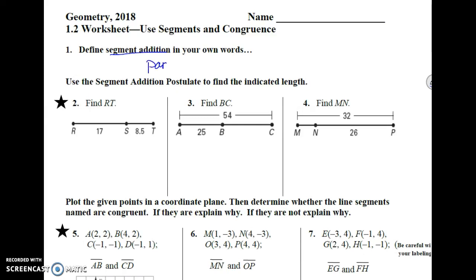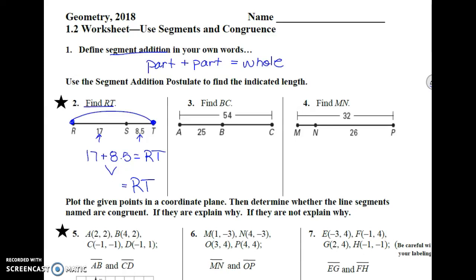Remember, that's where you're going to do part plus part equal to the whole segment. So when you have some diagrams here, like question number 2, you always read the question. They want you to find RT, and I look at my picture, and that goes from here all the way to the end. And that's simply a matter of taking the two numbers, the two parts that we have right here, 17 and 8.5, and add them together. A little bit of math, and we get RT to be 25.5.